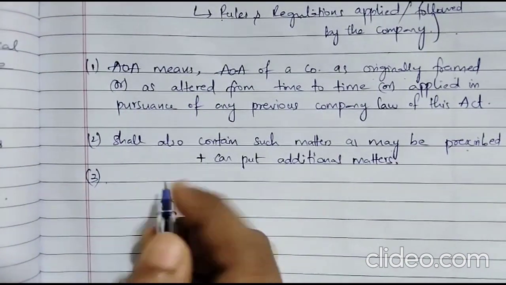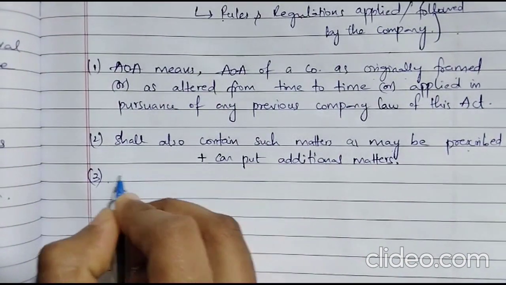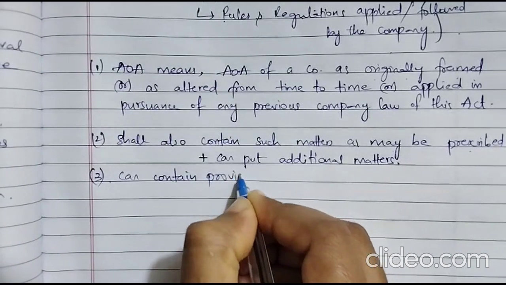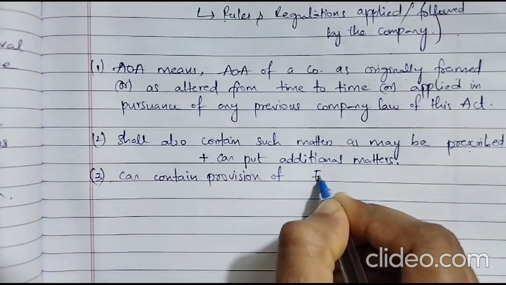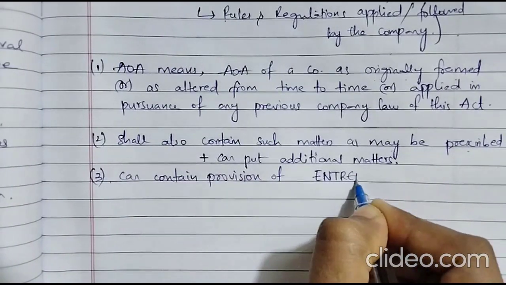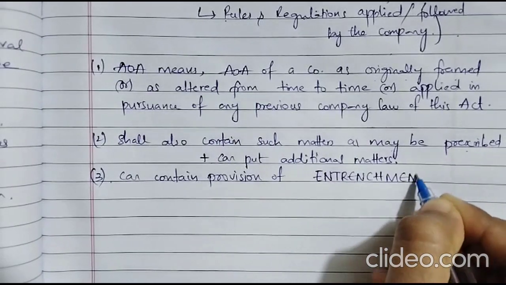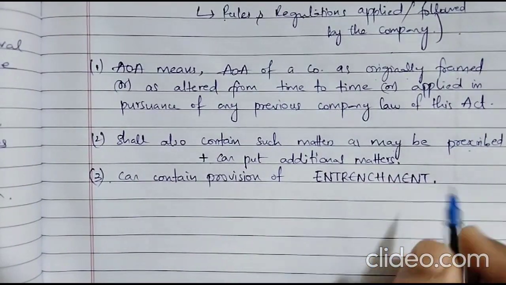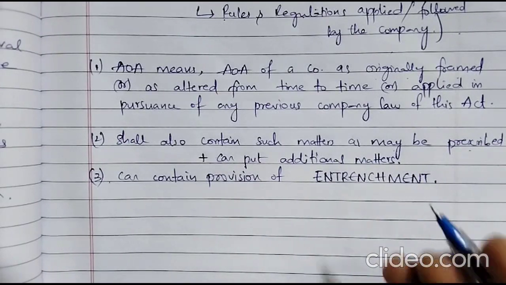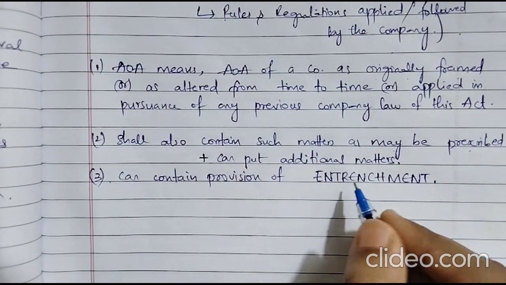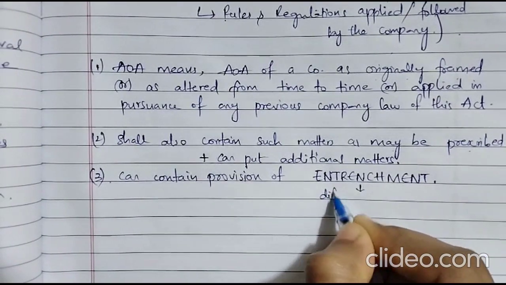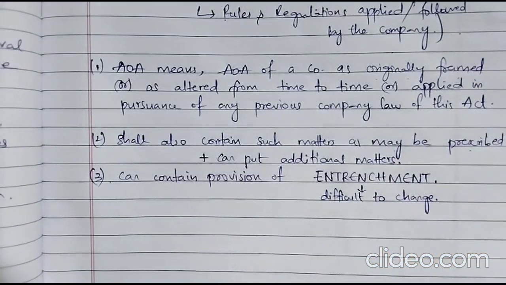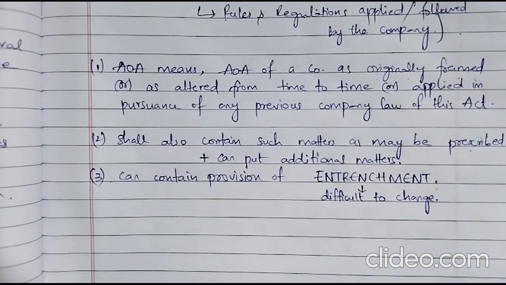The third subsection comes with it can contain provision of entrenchment. What does this word mean? Entrenchment is nothing but something that makes us difficult to do or makes us difficult to change. The word meaning is something which is difficult to change. Entrenchment.